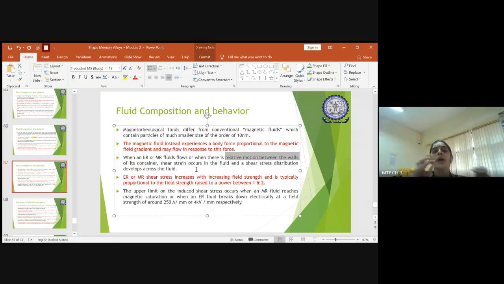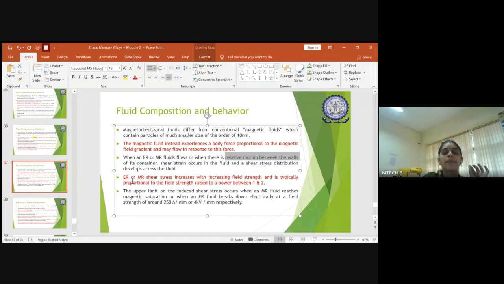So you should know how the shear strain occurs, how it is developed and how it is distributed. This is mainly caused by the relative motion between the walls of the container. If you don't have relative motion between the walls of the container, then shear strain will not occur and there will be no distribution of shear stress in the given smart fluid. So this is the other concept.